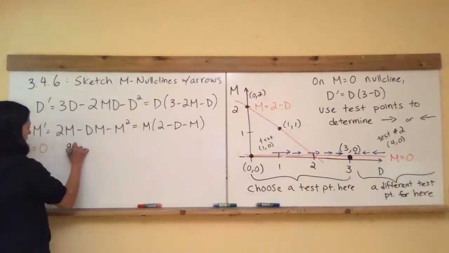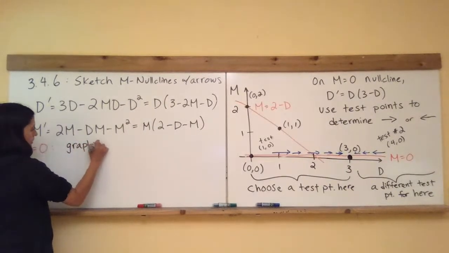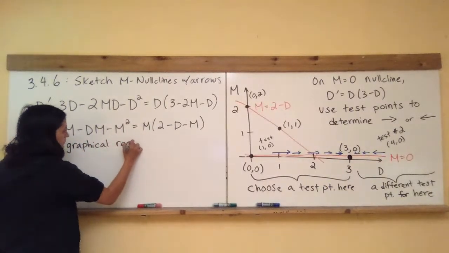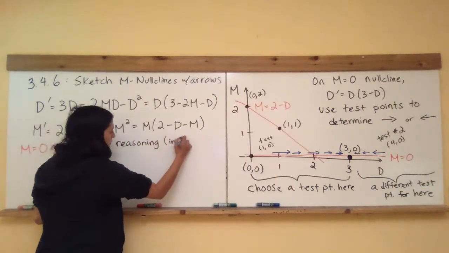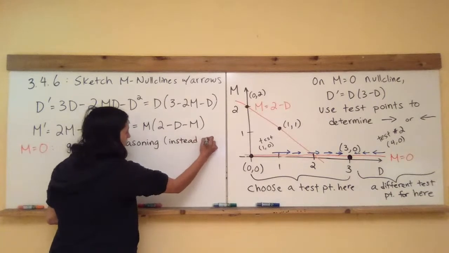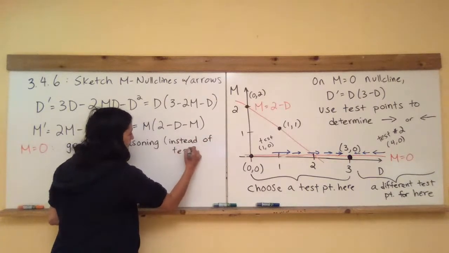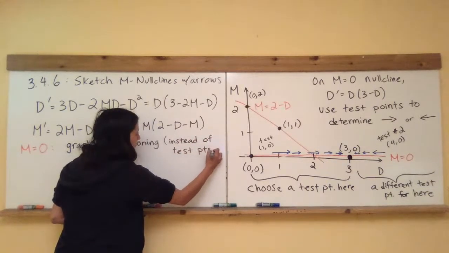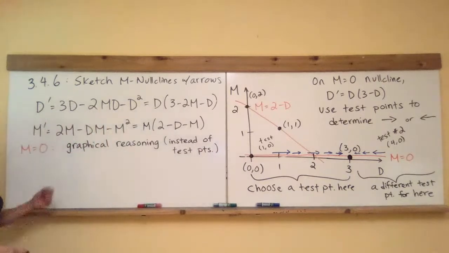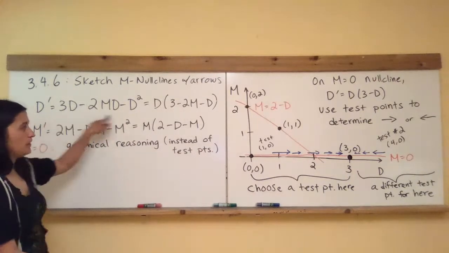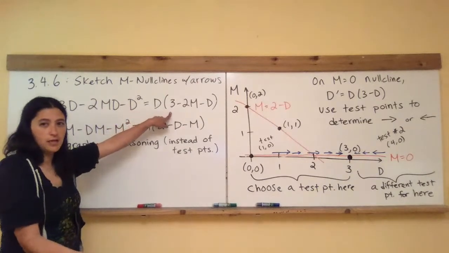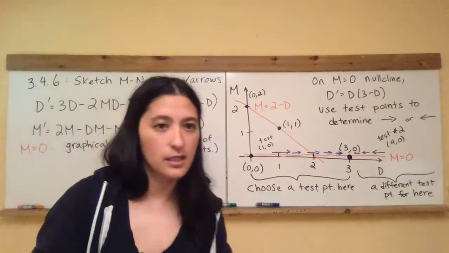So this is a graphical reasoning instead of test points. Okay, now for the graphical reasoning, I'm going to start just by throwing in the assumption that m is equal to 0.